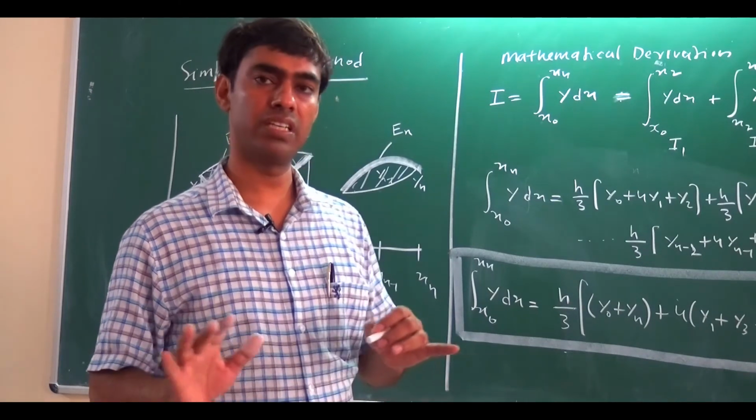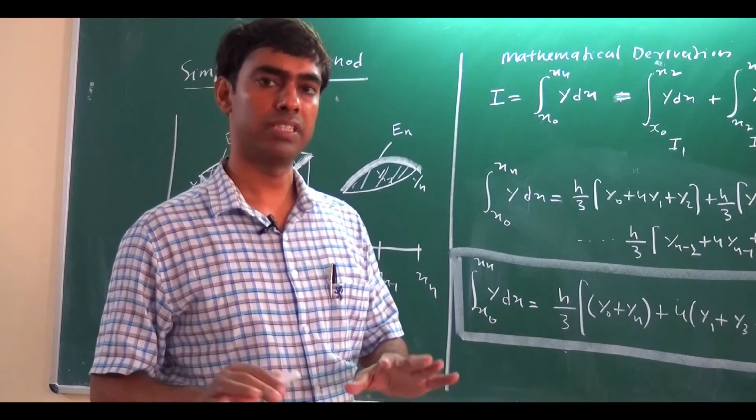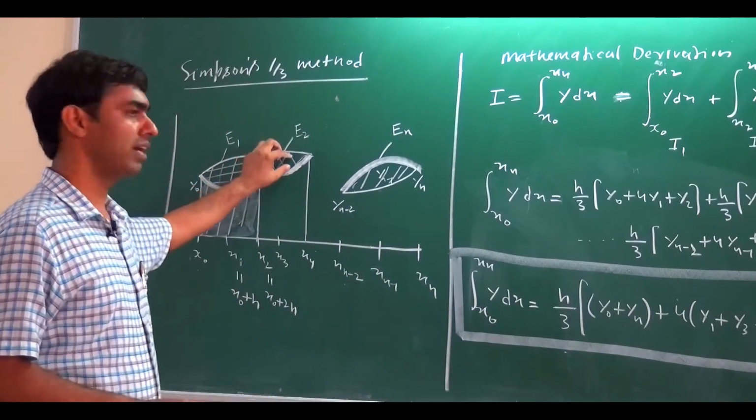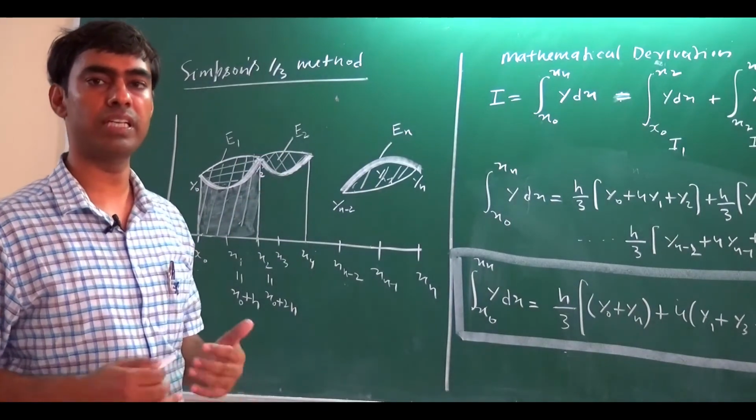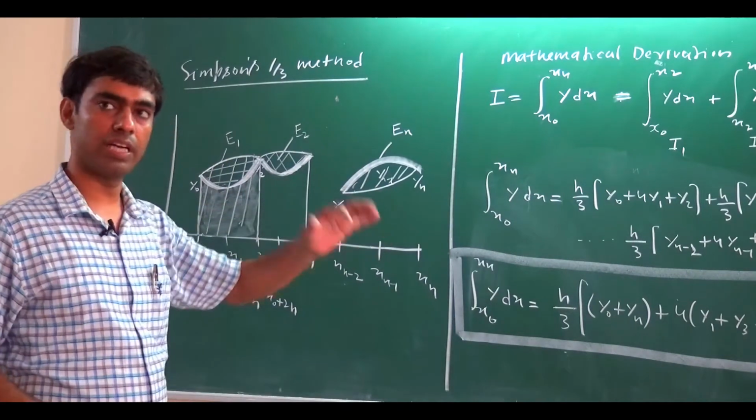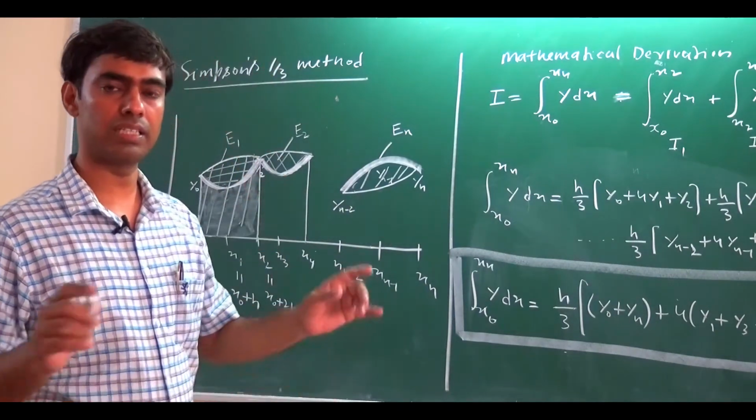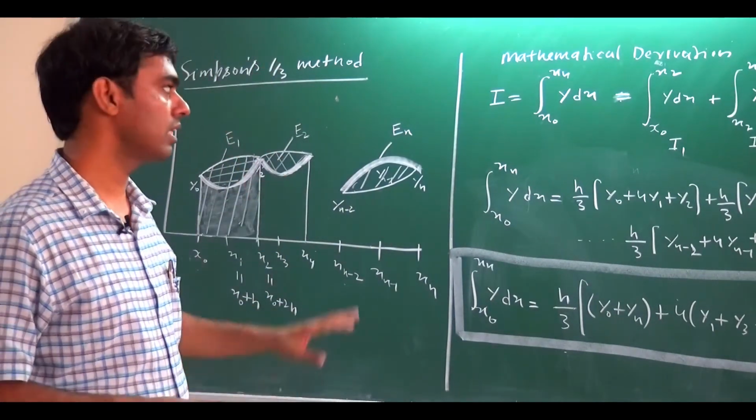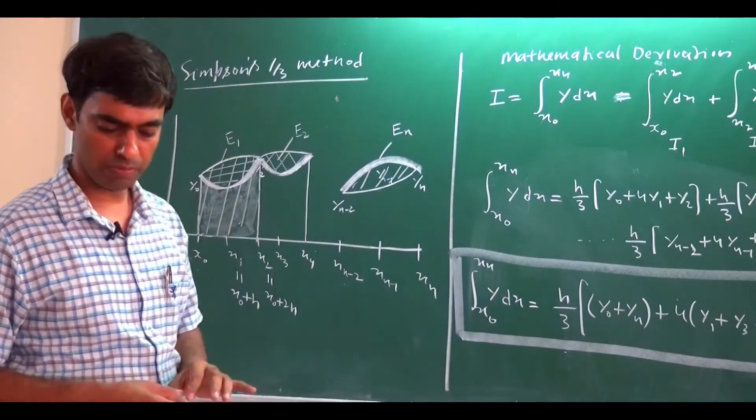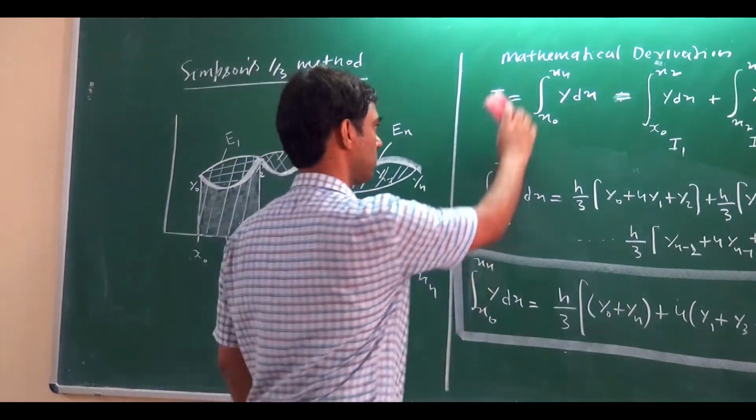So now we are going to derive what the error is. What is the value for this one mathematically? Then we find the sum of all the errors, and the sum of all the errors is nothing else but the error which occurs after solving any numerical problem with the help of Simpson's 1/3 rule.